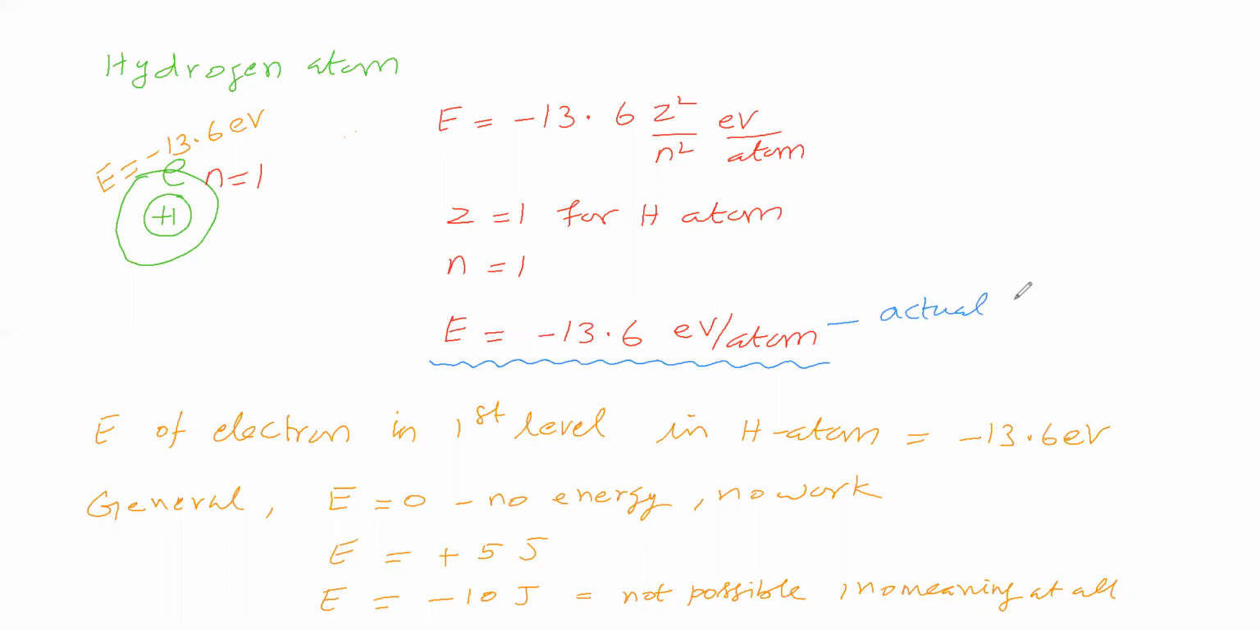Is it the actual value of the electron energy, or is it something else? It is something else, in the sense that the concept is something. So the concept says about something. Now the energy of the electron is equal to minus 13.6 electron volt per atom. We have seen the derivation, and from the derivation we got this formula, and from this formula we got this value. This derivation and all was given by Niels Bohr.